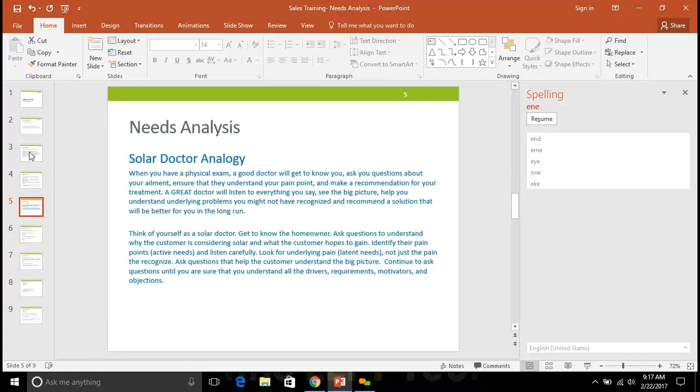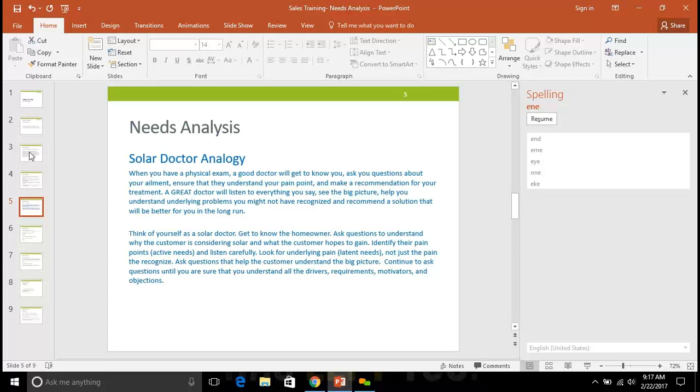So if we go to the next slide here, this talks about the solar doctor analogy. And it says, when you have a physical exam, a good doctor will get to know you, ask you questions about your ailment, ensure that they understand your pain point, and make a recommendation for your treatment. A great doctor will listen to everything you say, see the big picture, help you understand underlying problems you might not have recognized, and recommend a solution that will better suit you in the long run.